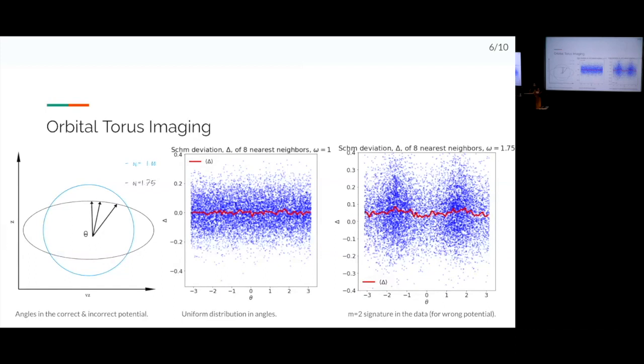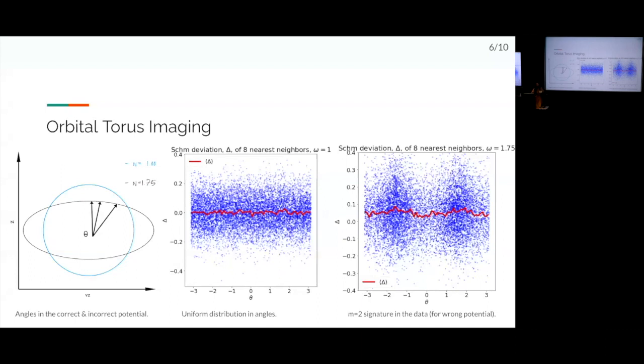But in the incorrect potential, in a squashed potential, it'll appear more ellipsoidal because when you change the potential, you're altering the space in which things traverse. So that leads to a non-uniform distribution in angles, and this is why we expect to see a clear signature in the data, and we do.